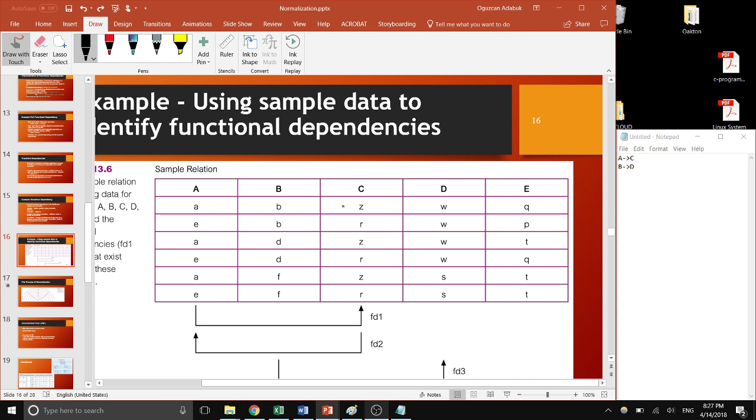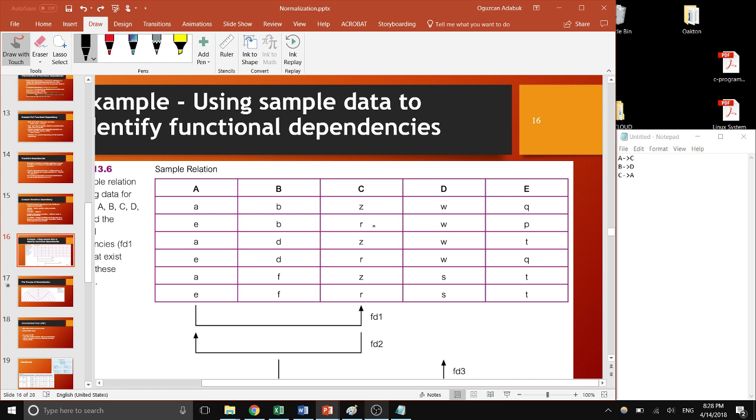Alright, let's see from C. For Z, there's A, Z A, Z A. For R, it's only E. So yes, it does hold. I'm not going to write it there for now, or actually I'm going to write it. Let's write C to A. So A depends on C.